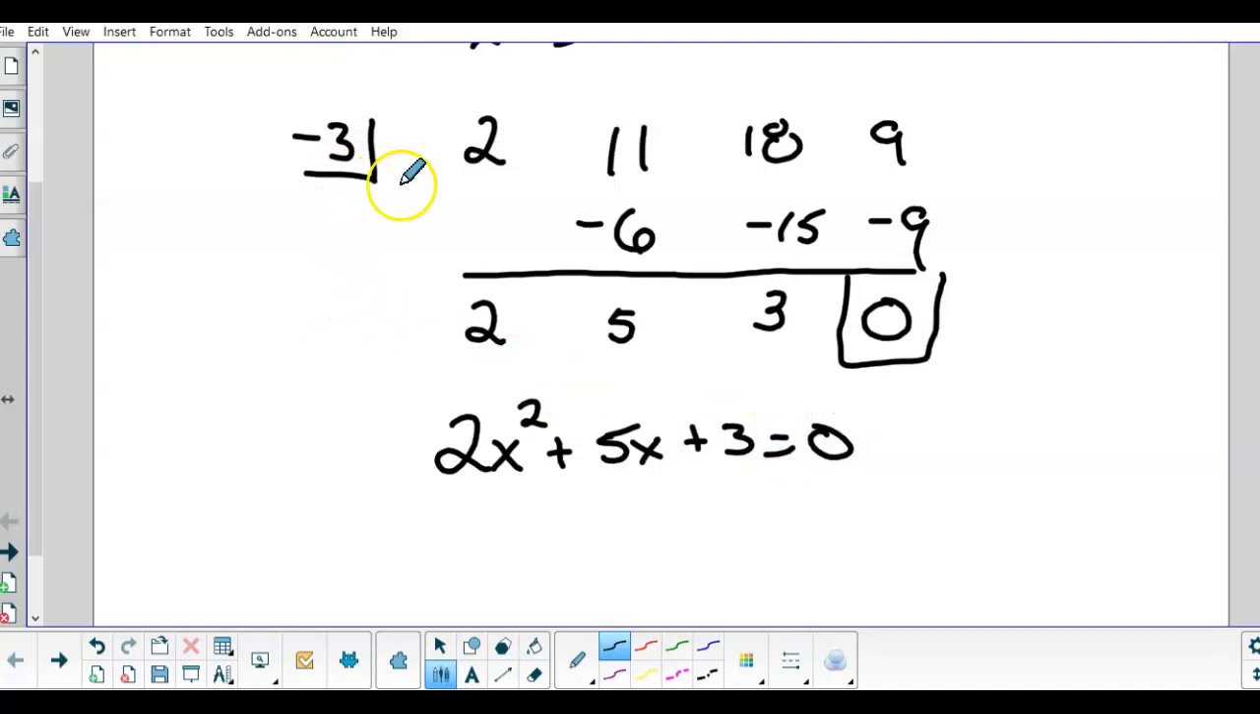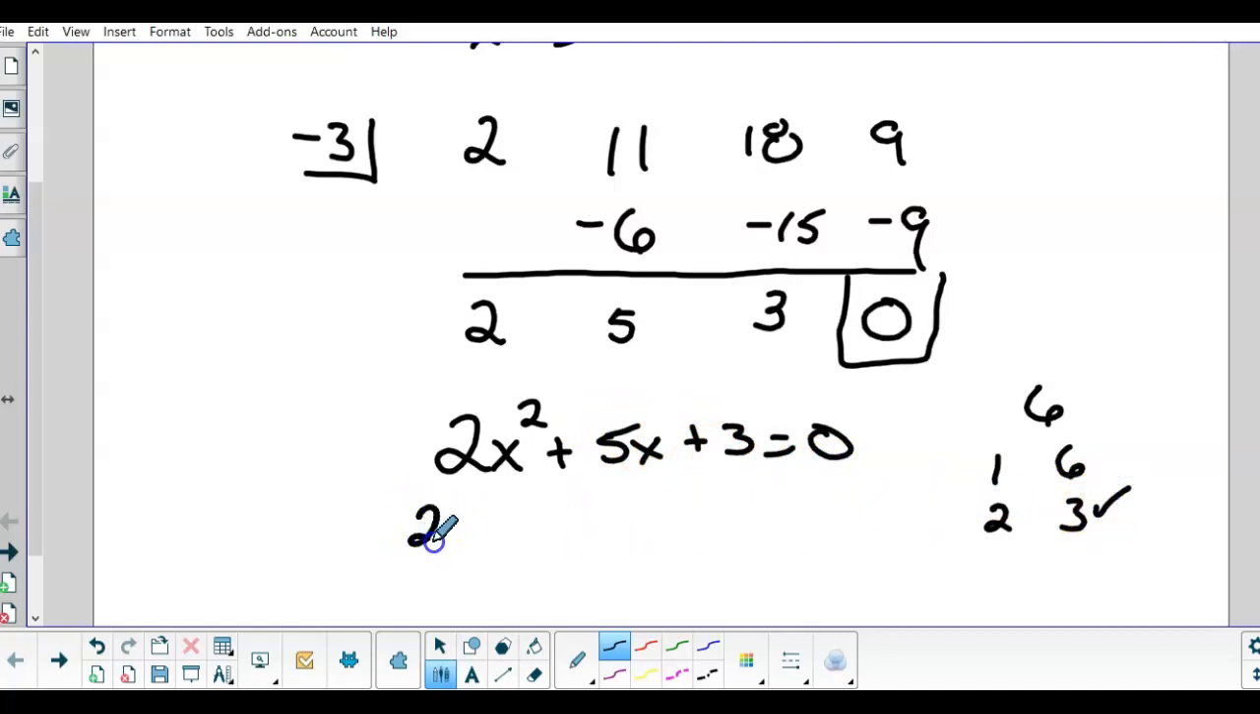So I know this is a factor. I want to be able to find my other factors for this, and I can use my other techniques that we had from the past. So we can do the AC method. 3 times 2 is 6. And factors of 6 are 1 and 6, 2 and 3. I know I need a sum of 5. So two things that add up to be 5 are 2 and 3.